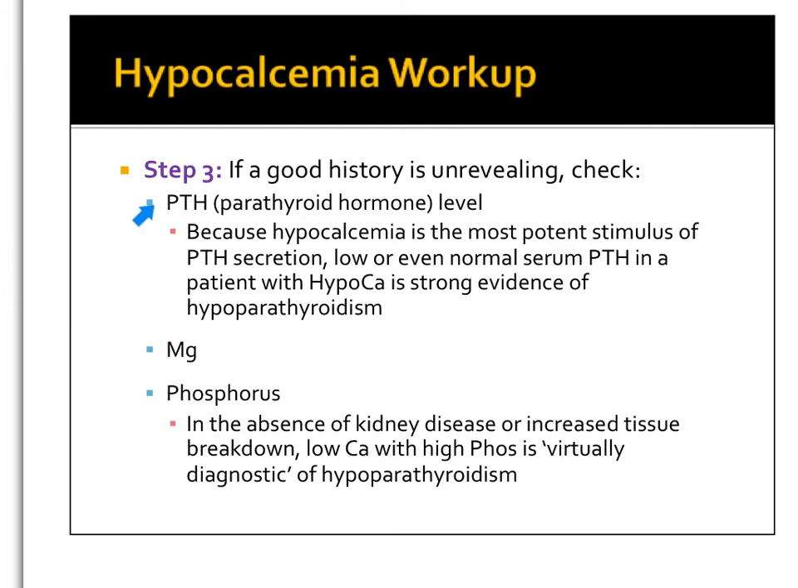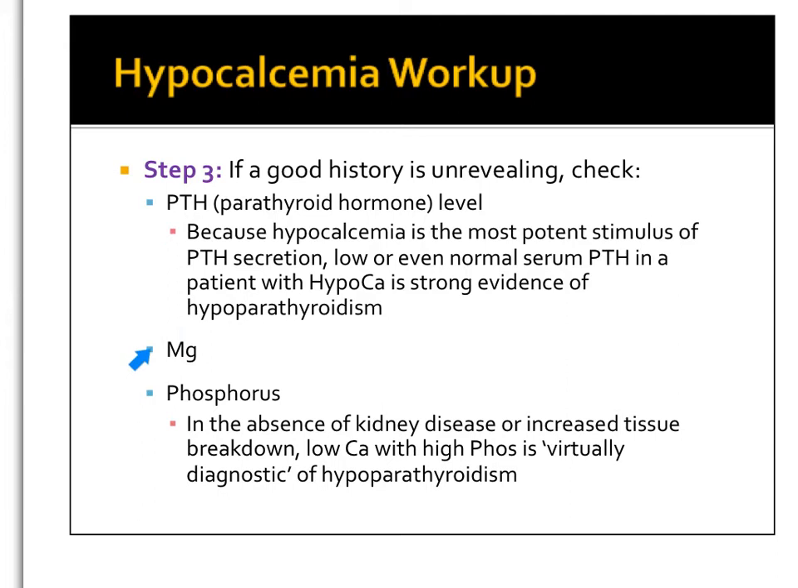Now with the parathyroid hormone, remember that if hypocalcemia is taking place, that should be a good negative feedback loop to tell the parathyroid glands to start secreting parathyroid hormone. So if there's a low or even a normal serum level of PTH in a patient who's got hypocalcemia, that's pretty strong evidence that hypoparathyroidism is taking place, because that low calcium should be telling the PTH to put out a lot of hormone. If you're not getting hormone from low calcium, then something's probably wrong with the parathyroid gland.